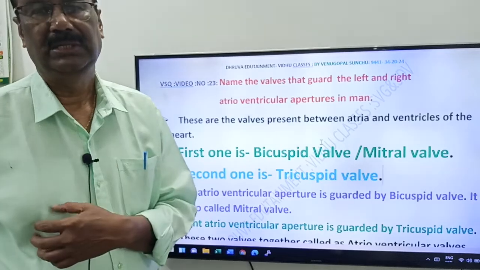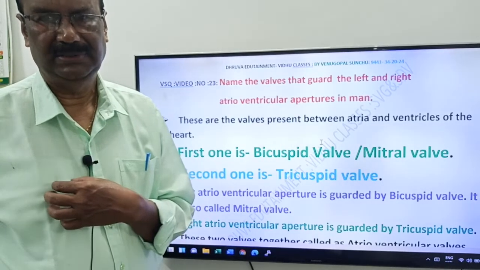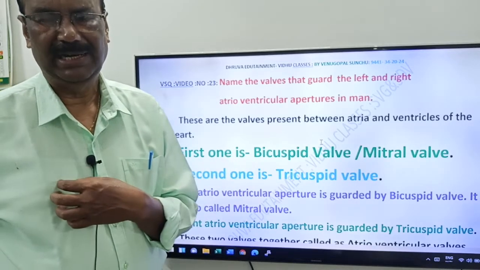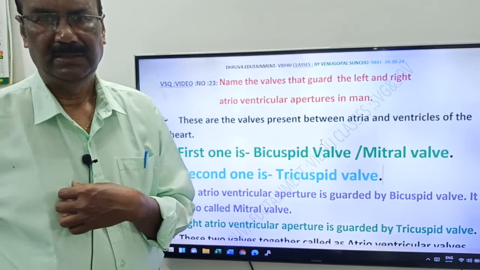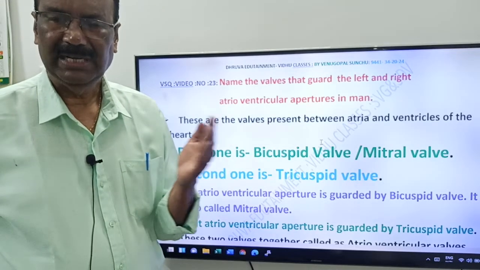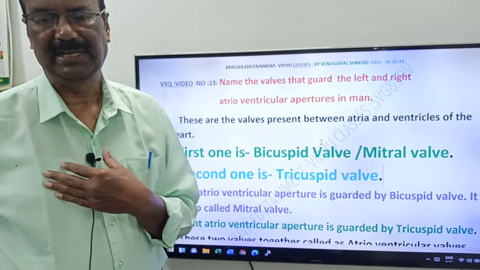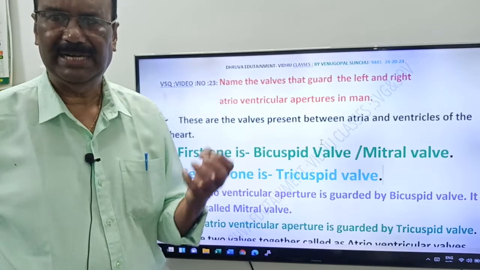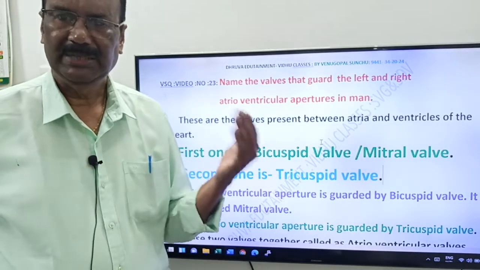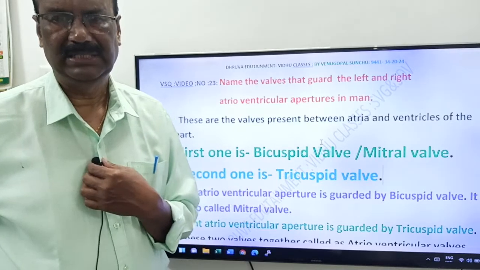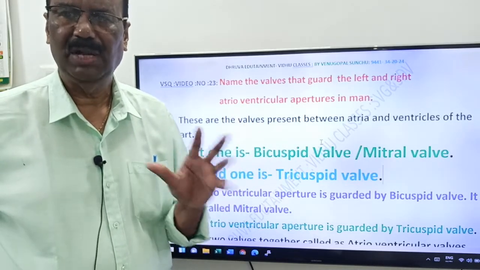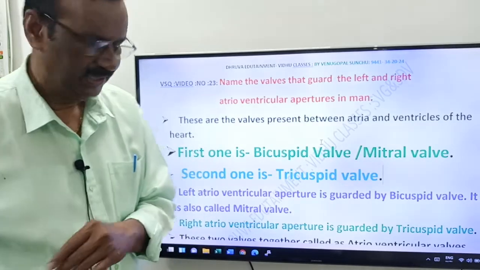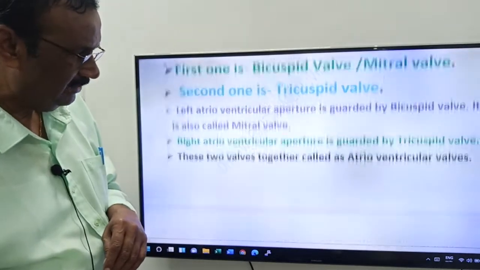Friends, you know, the human heart has 4 chambers. The upper 2 chambers are atria, the lower 2 chambers are ventricles: right atrium, left atrium, right ventricle and left ventricle. Between the right atrium and right ventricle there is an aperture. Between the left atrium and left ventricle there is an aperture. These apertures are guarded by some valves. You have to write the names of those valves, friends.